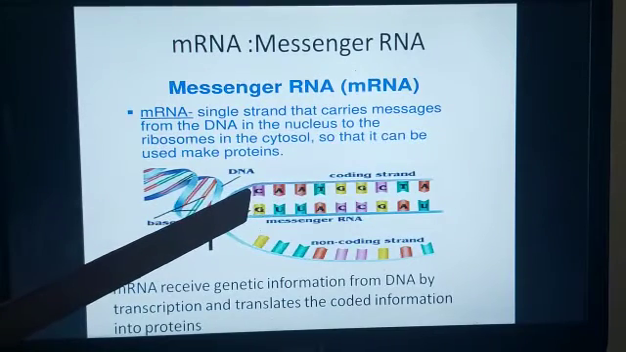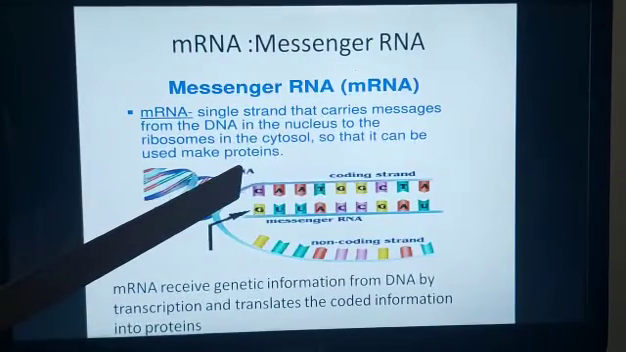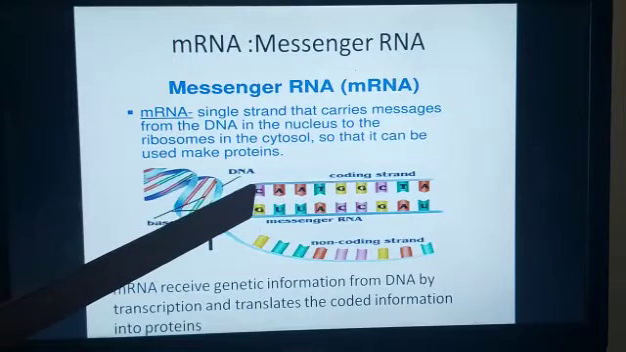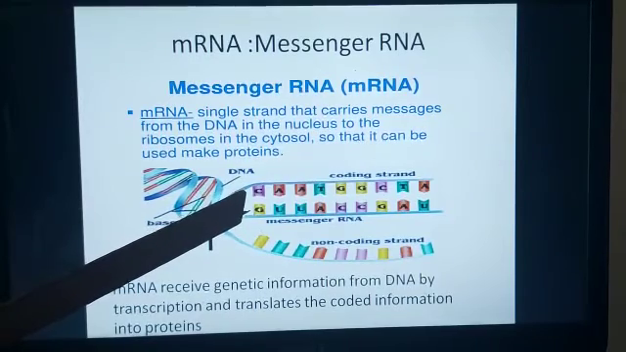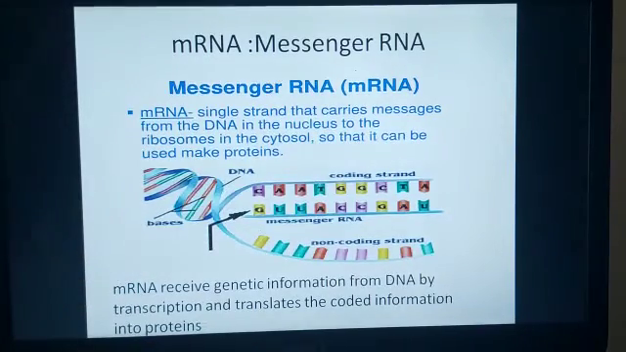This mRNA strand is very important because the information coming from the DNA inside the nucleus will move to the cytoplasm, and this strand will be useful in making proteins in the process of translation, which we are going to see in some other class. So the mRNA receives the genetic information from the DNA by transcription and translates the coded information into proteins. That is the function of mRNA.